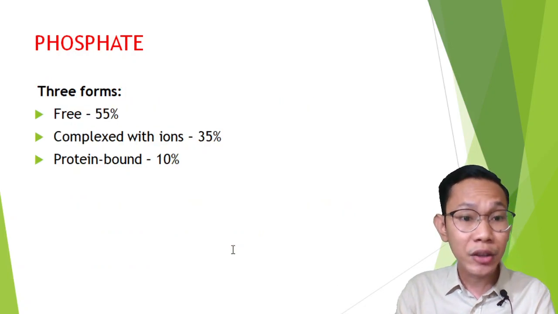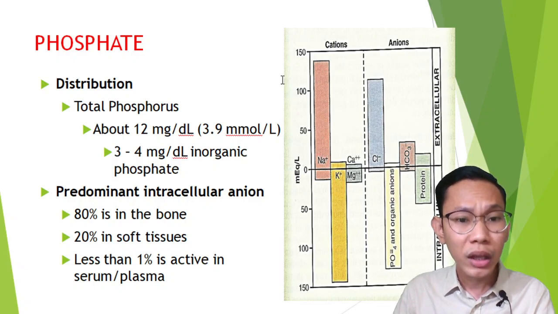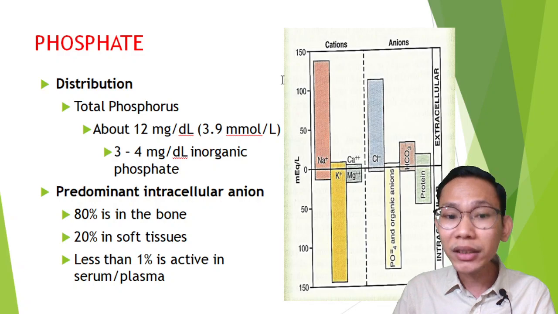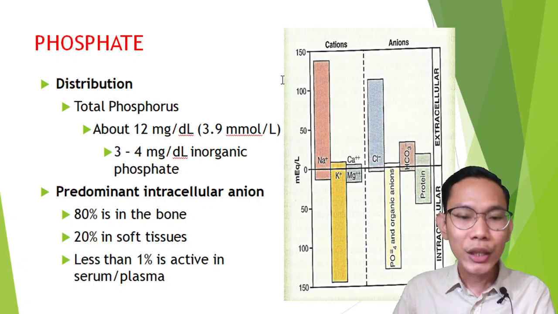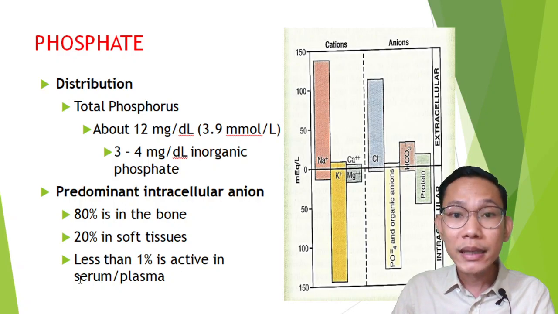So your phosphate has 3 important forms. We have your free, complex with ions, and protein bound, but majority are actually in free form. So in terms of the distribution of your phosphate, your total phosphorus is approximately about 12 milligrams per deciliter, or 3 to 4 milligrams per deciliter inorganic phosphate. So predominantly intracellular anion ang ating phosphate. So 80% of your phosphate is actually found in your bone, 20% in your soft tissues, and less than 1% only is active in your serum or your plasma.